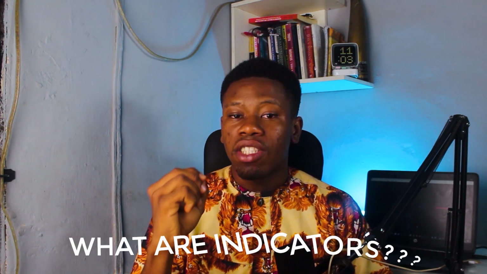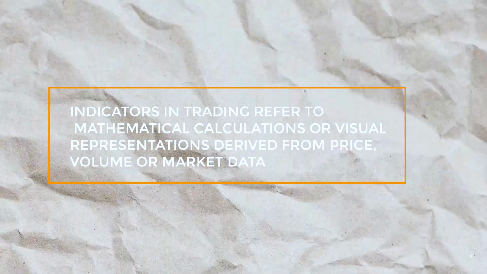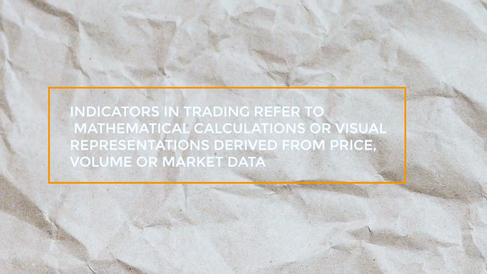Let's go. So what are indicators? Indicators in trading refer to a mathematical calculation or visual representation derived from price, volume or other market data. These indicators are used by traders to analyze past price movements, identify trends, forecast future price movements, and make informed trading decisions. As I earlier said, indicators can help you as a trader understand the situation of the market, gauge market sentiment, and develop trading strategies.